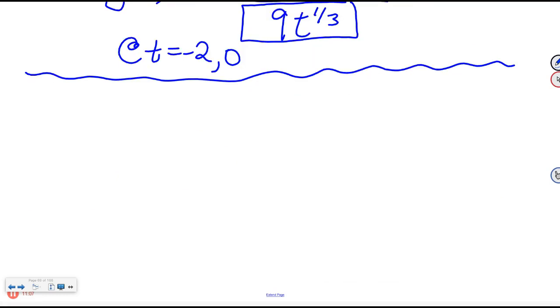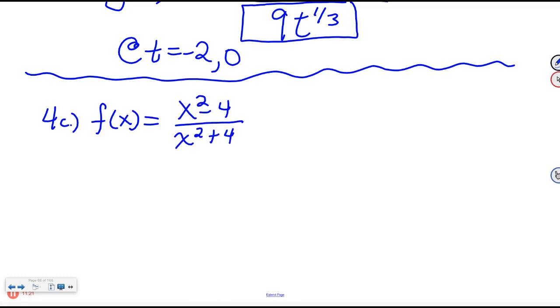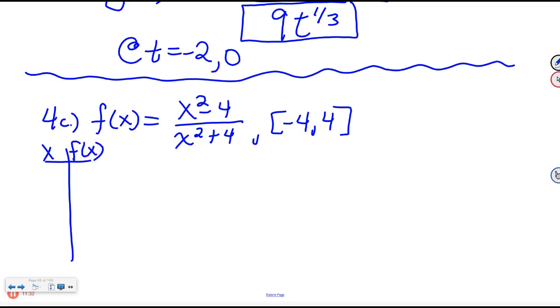The next one I wanted to do with you is 4C. I'm finding absolute extrema. So I have my function defined like this, and I'm being put on a closed interval from A to B. Remember, for absolute extrema, you immediately make a candidate table for x and the y value at that x. We immediately put in the endpoints. We can have an absolute max or min at an endpoint. I then evaluate the function at that endpoint. So I'm going to put -4 into the function.